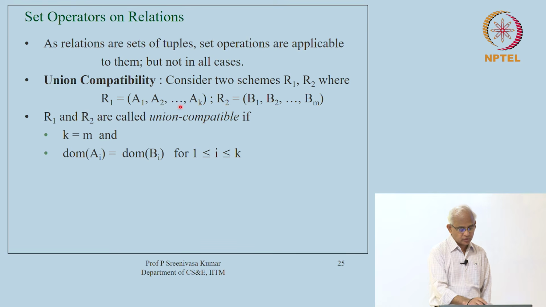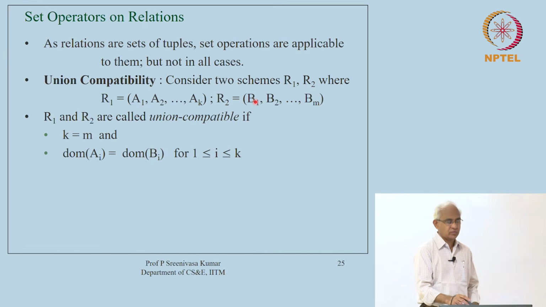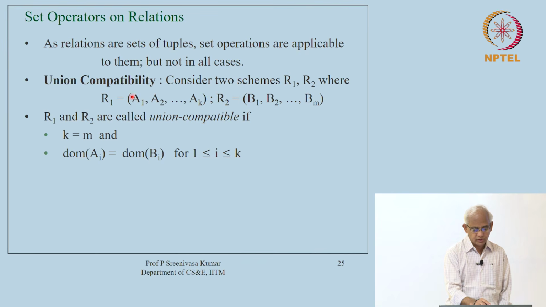So, if you want to take a union of tuples from R1 and R2, these attribute names may not matter, but the underlying values should come from the same set. If you take a tuple and consider its first value, suppose this is integer and this is string, then the union does not work out that well. So, you want the first value to be integer in both these relations and so on.